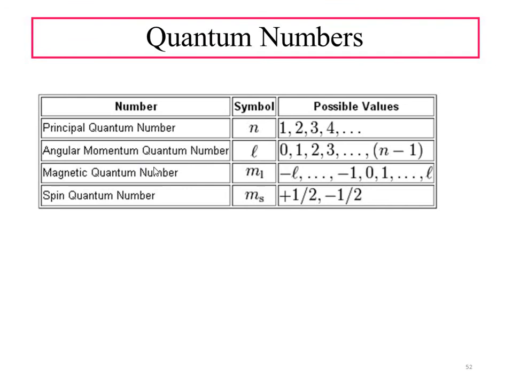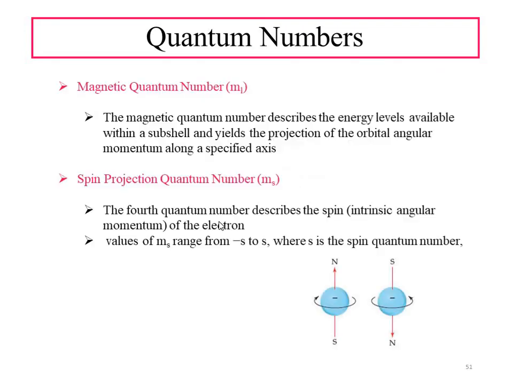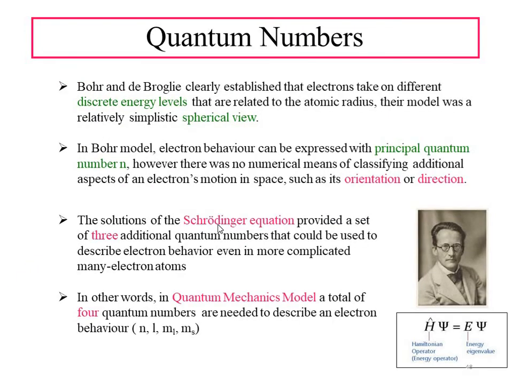The principal quantum number deals with the discrete energy levels. The angular quantum number describes which orbital it possesses. The magnetic quantum number gives the information about the energy levels of the subshells, and the projection of the angular momentum along a certain axis. And the spin quantum number tells the direction, the information about the spins. So these are the various quantum numbers and various models.